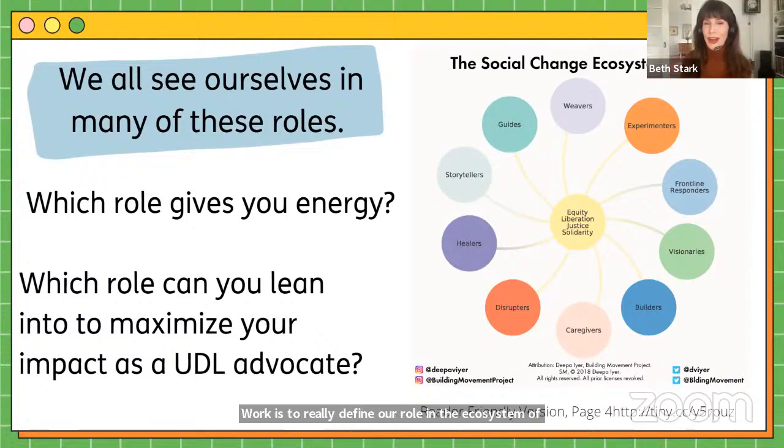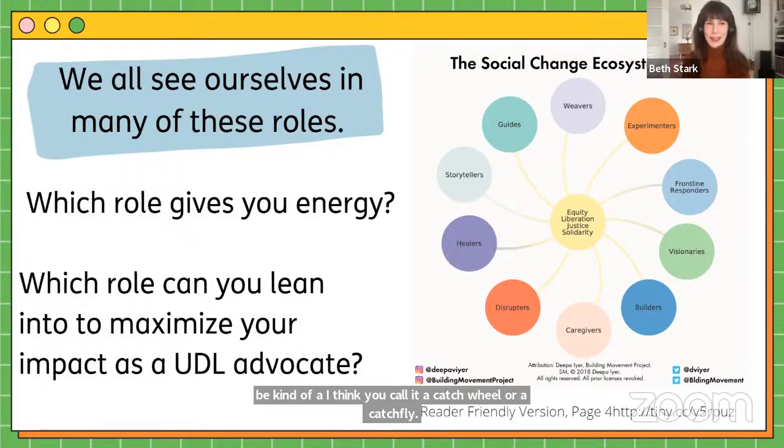And so we're sharing a wonderful map and a way to find yourself in this ecosystem map that was developed by lawyer and self-proclaimed social activist Deepa Iyer. And you're going to see yourself in many of these roles. But the idea behind this is to figure out which one of these roles gives you personally the most energy. Because you want to build momentum. So you want to choose a pathway that is really going to be kind of, I think you call it, a catch wheel or a catch fly. Somebody correct me here, where you're building momentum and not feeling depleted.